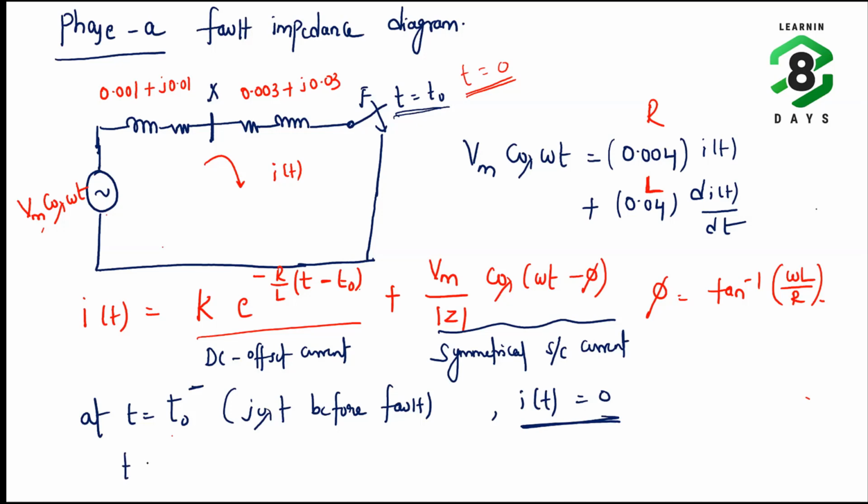Even at t equal to t naught plus, just after the fault, your i of t will be 0, because an inductor does not allow sudden changes in the current. So the current through the power system network, or bus bar X especially in this case, is 0 just before the fault as well as just after the fault. So if you substitute t equal to t naught, then i of t naught is equal to 0.